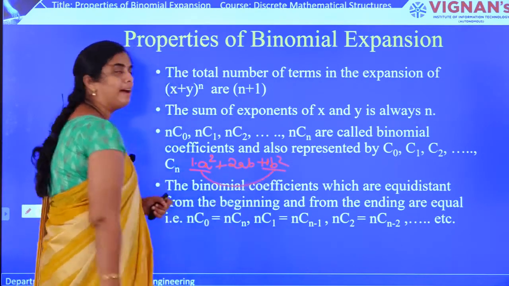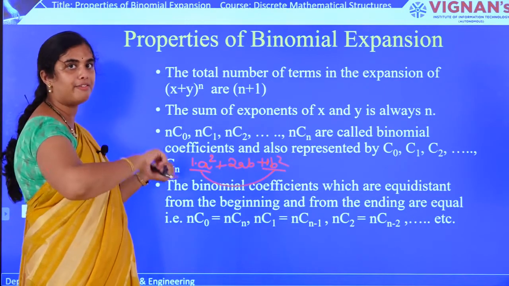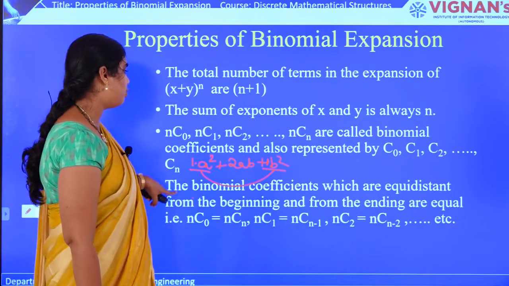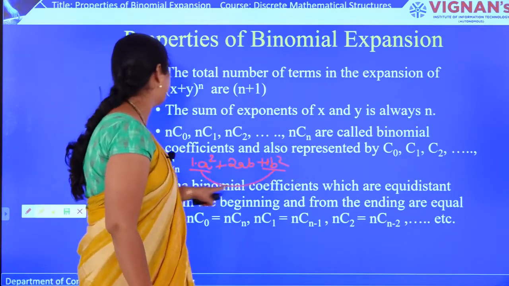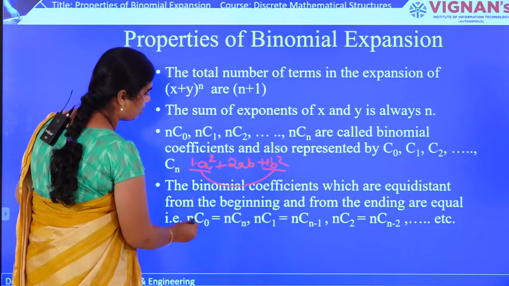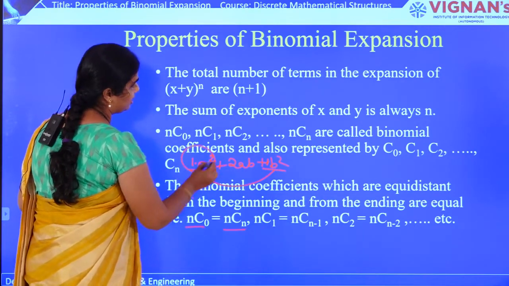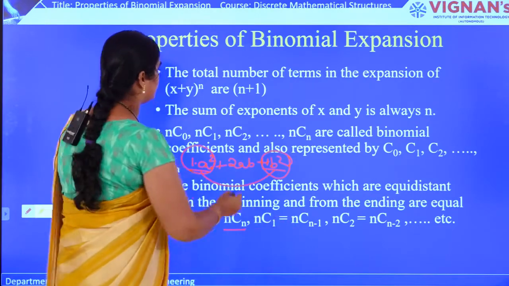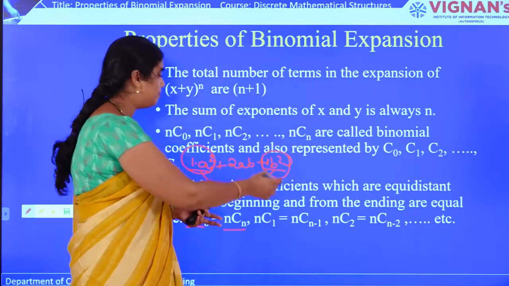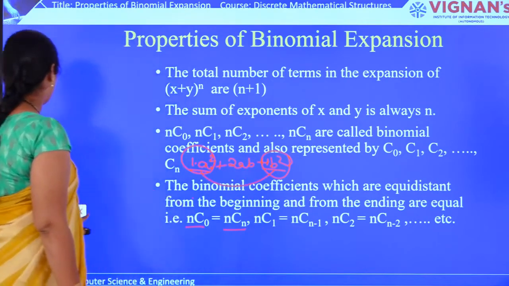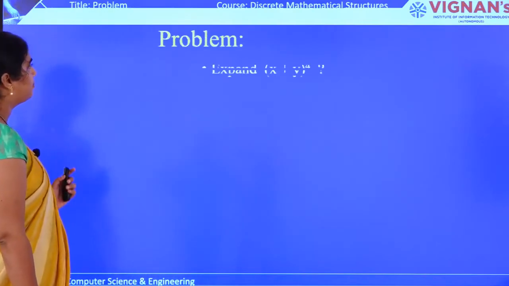So, the binomial coefficients are the same for the first term and last term. This property means this one only. The binomial coefficients which are equidistant from the beginning and from the ending are equal, that is nC0 will be equal to nCn. This is nC0 and this is nCn, and nC1 is equal to nC(n minus 1). Suppose there are 4 or 5 terms, then we can use these formulas.